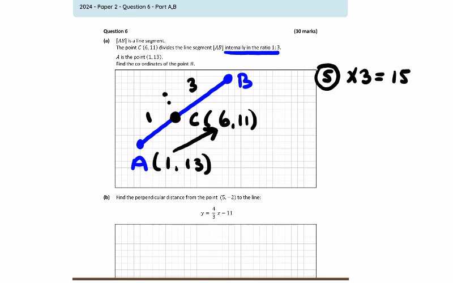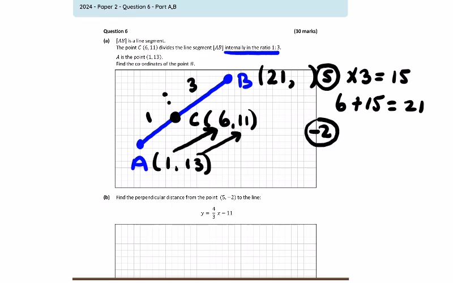We need to add 15 onto 6. 6 plus 15 is 21. That's the x value for B. And then 13 to 11, we're going down by 2, which is one jump. 3 jumps will be minus 6. So we need to say 11 minus another 6 will be 5. So (21, 5) is the point B.